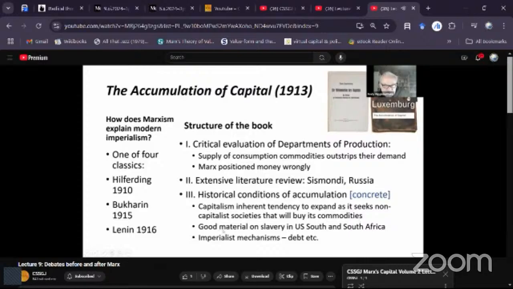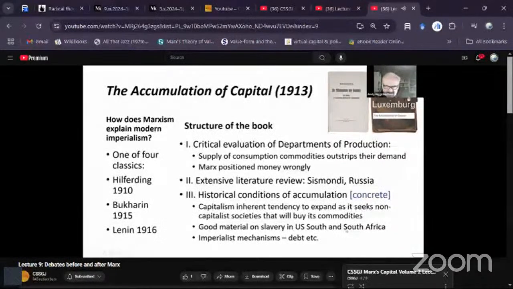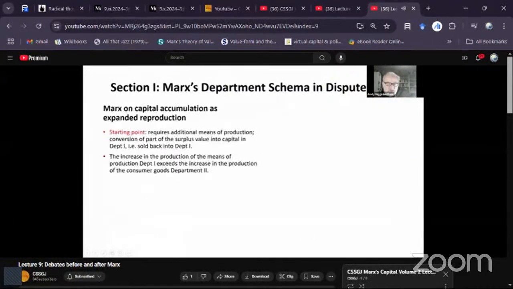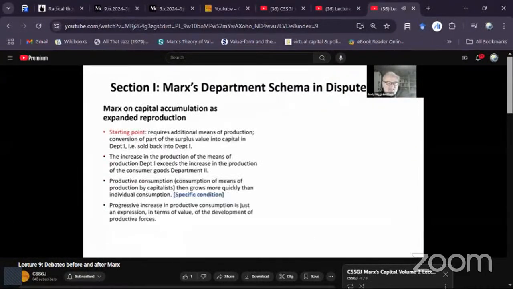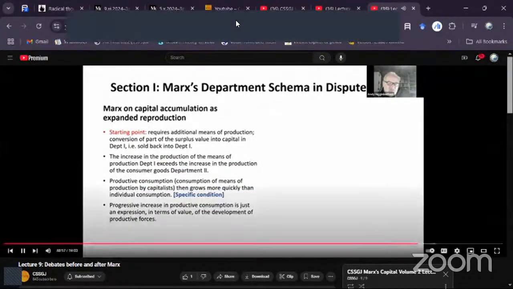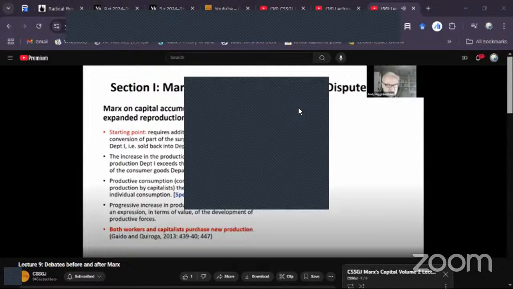She writes very well, I think, for a European social democrat about slavery in the US South and about the exploitation of Africans in South Africa by the British. And she writes more about different imperialist mechanisms, right? So she's got quite a detailed evaluation and critique of these departments of production, especially the expanded reproduction, right? This is a summary of it from 2 authors.